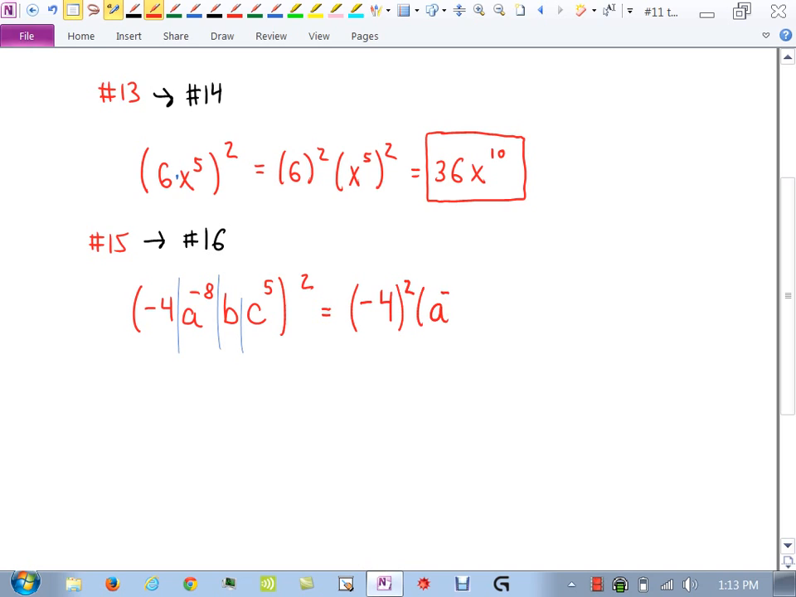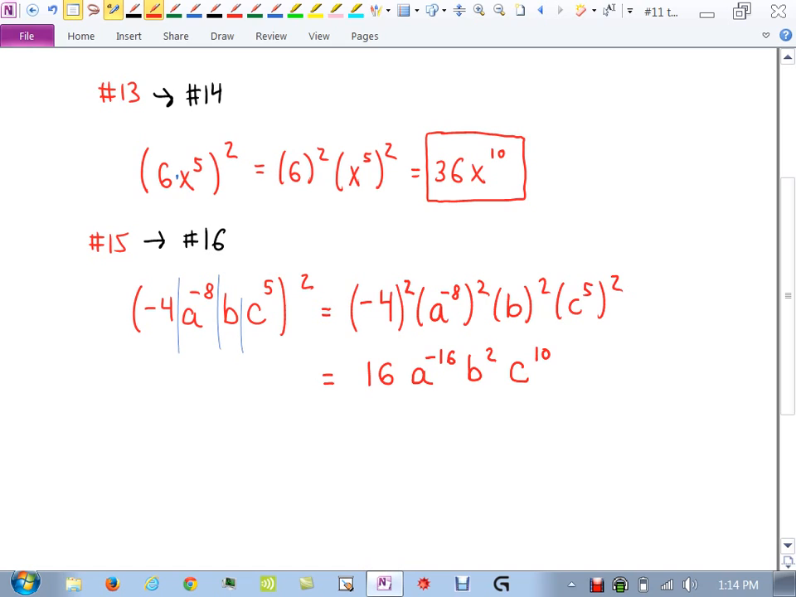Then I have a to the -8 squared. Then I have b, and I'm going to square that. Then I have c to the 5th, and I'm going to square that. So each one of those gets squared. This becomes, we just said 16, because negative times negative is positive. A to what power? -16. B to the 2nd, or squared, and then c to the 10th.